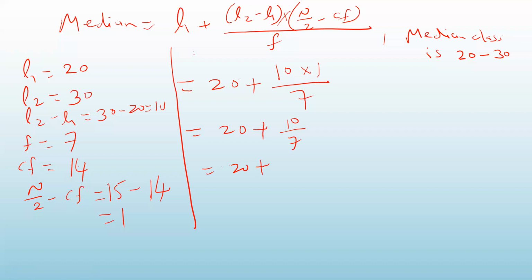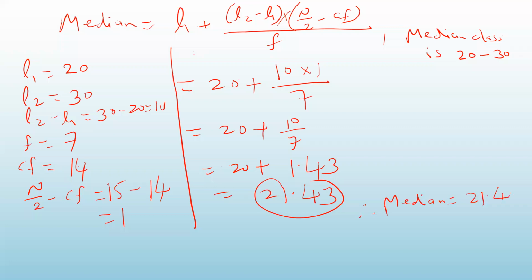10 divided by 7. कितना होगा? Use the calculator. So 10 divided by 7, that is 1.428. You can say 1.43. And if you add it to 20, you will get how much? 21.4. So this is the median. So what is the answer? Median is equal to 21.4. Okay. Median class was 20 and 30. So value of median should be between 20 and 30. तो आपका वैल्यू 21.43 आ रहा है जो इसके बीच में, तो आपका आंसर करेक्ट.